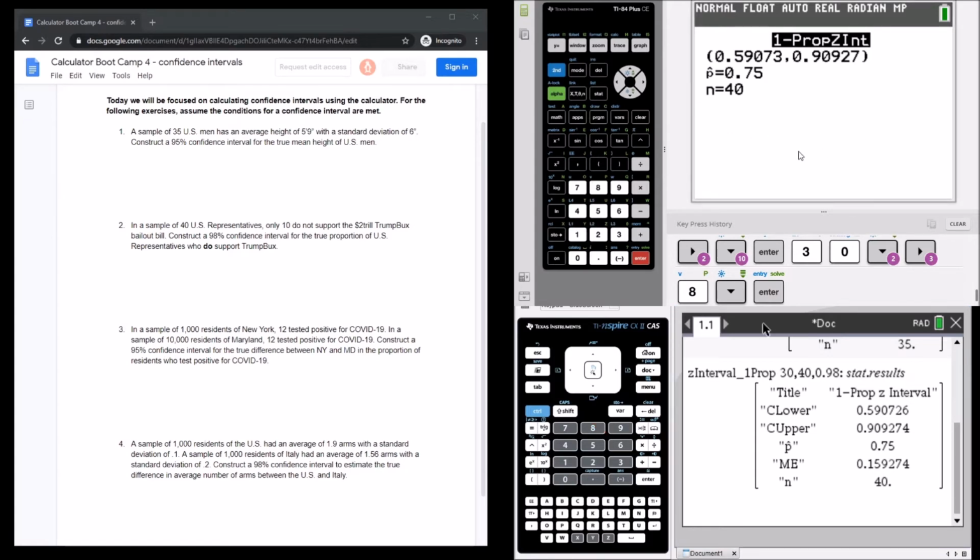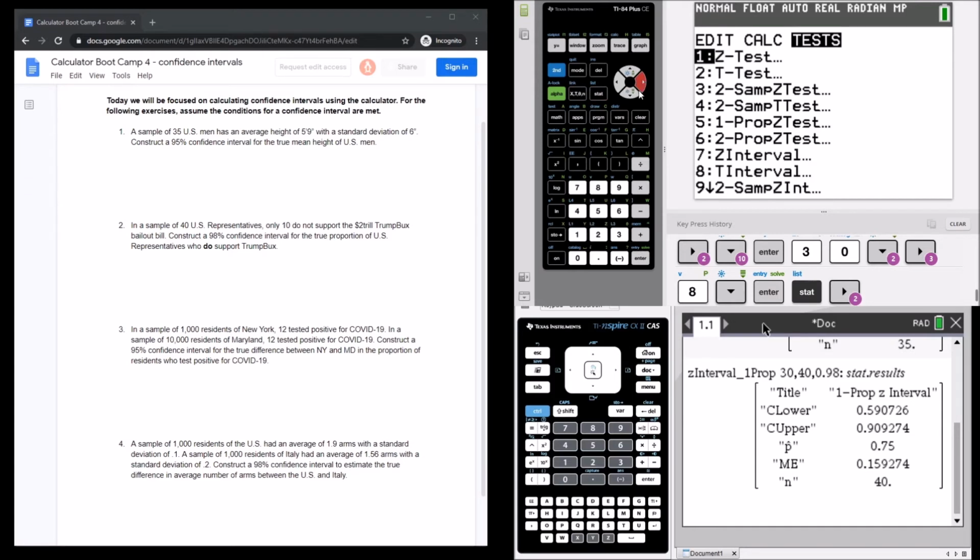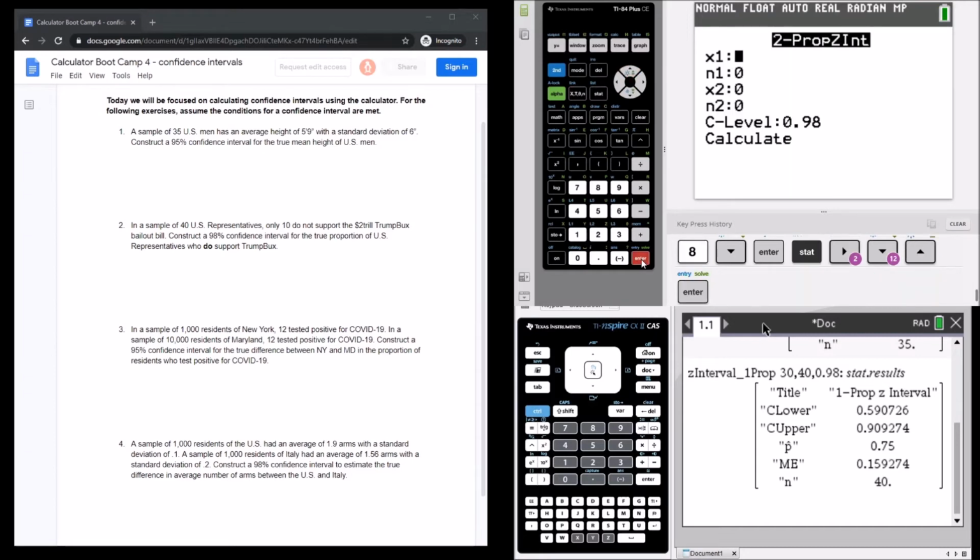So what we have is a sample of 1,000 residents of New York, where 12 are testing positive for COVID-19. We have a separate sample of 10,000 residents of Maryland, where 12 tested positive for COVID-19. So what we're doing here is constructing a 95% confidence interval for the true difference between New York and Maryland in the proportion of residents who test positive, okay? So in this case, we're going to need to go to Stat, back over to Tests, and we have a 2 proportion Z test. We're looking for intervals here, so a 2 proportion Z interval, because we're looking for the difference between these 2 proportions. Let's go with New York minus Maryland here.